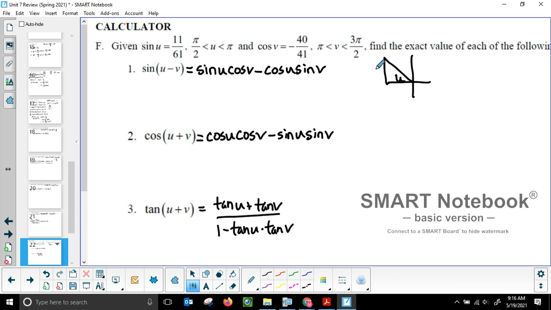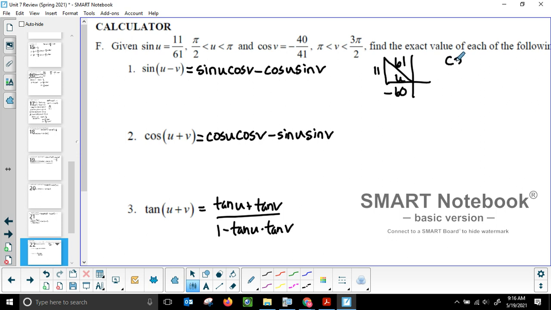All right, sine, of course, is opposite over hypotenuse. You can use the Pythagorean theorem, a squared plus b squared equals c squared. I believe this is 60. Is this 60? Yep. And it'll be negative because we're going to the left here. Okay, so we know sine u.